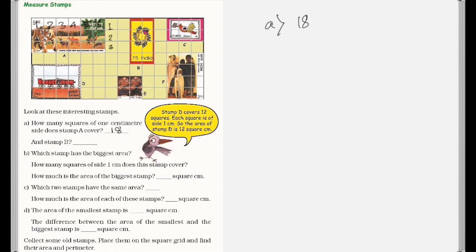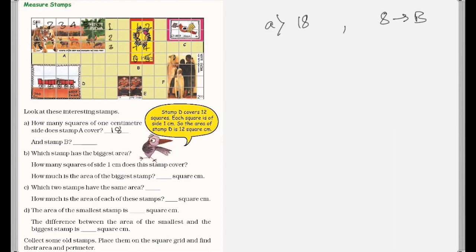Now we move on to the second question, that is, stamp B. So if we talk about stamp B, it will be 1, 2, 3, 4, 5, 6, 7 and 8. So 8 squares by stamp B.